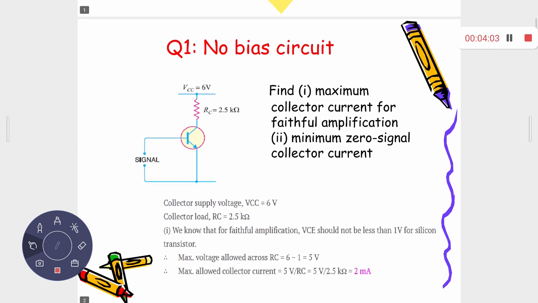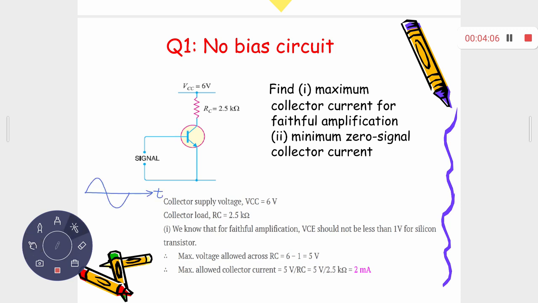Oh, it is mentioned. It is mentioned that this should not be less than 1 volt. The minimum VCE is equal to 1 volt. Now, if the minimum is 1 volt, that means from here to here, you have a 1 volt drop. So 5 volt must drop across this. You have a 6 volt supply, and 5 volt must drop across this. So if 5 volt drops across a resistance of 2.5 kilo ohms, then what is the maximum collector current? 2 milliampere. That is the maximum collector current, 2 milliampere.